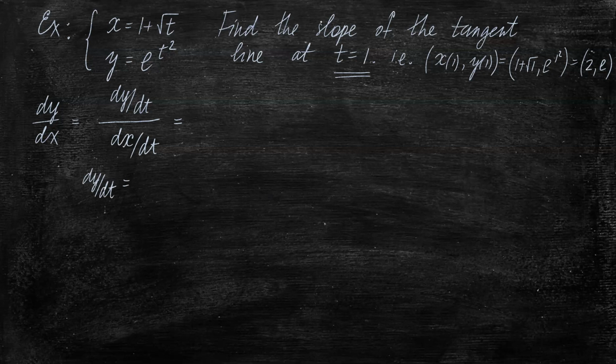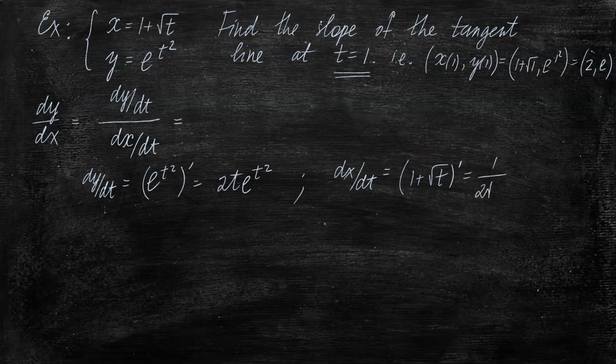So let's compute dy dt. It's going to be the derivative of e to the power t squared with respect to t, and it will be 2t e to the power t squared. And similarly, let's find dx dt, which is the derivative of 1 plus square root of t, and it's just going to be 1 over 2 square root of t. So putting it all into this formula, we get 2t e to the t squared divided by dx dt, which is 1 over 2 square root of t.